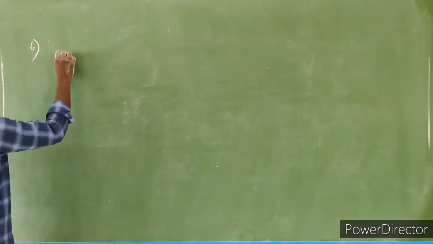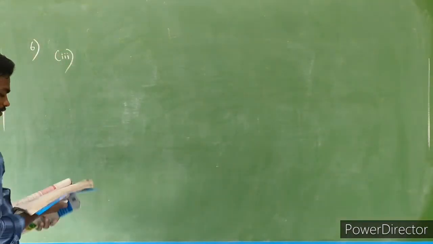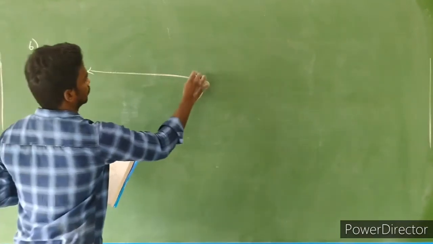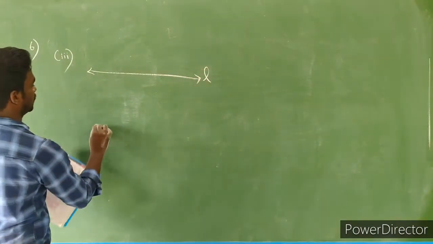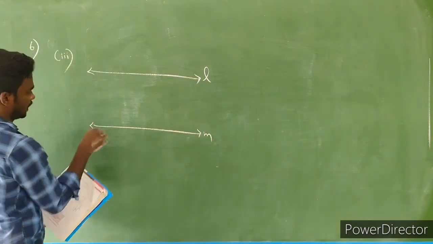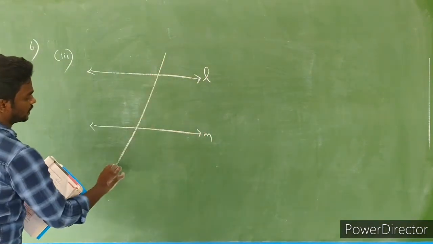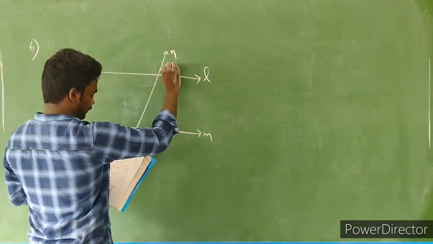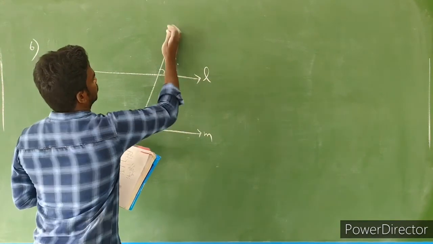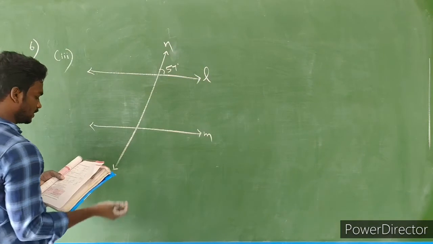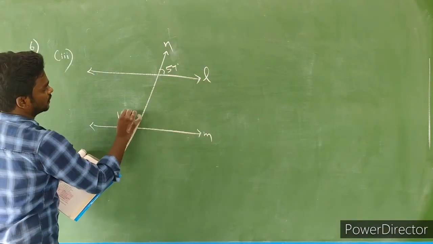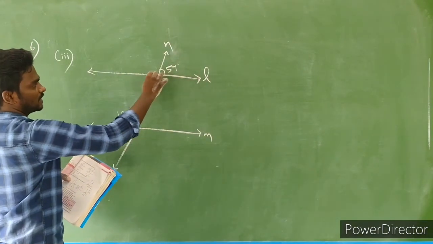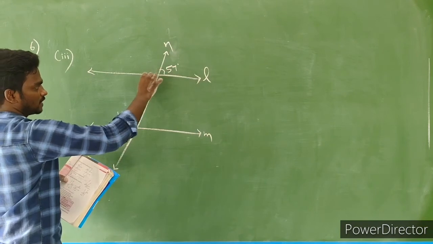How to check our third condition? The third diagram has line L and line M here. N is a transversal line, and this angle is given as 57 degrees. The next angle is 123 degrees. So now we check whether these two lines are parallel or not. This 57 degrees is an alternate interior angle, which means the vertically opposite angle is also 57 degrees.